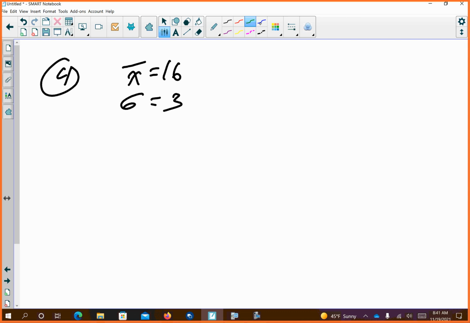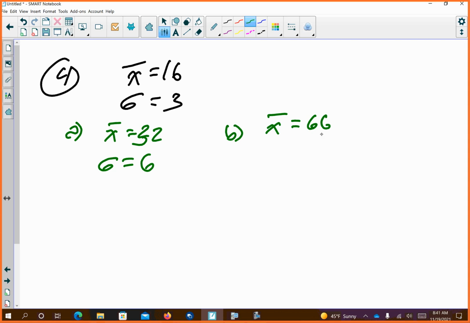All right. So for letter A, if they double every score, then your mean is going to become 32 and your standard deviation is going to become 6, because doubling is multiplying by 2. B, if we add 50 to each score, that will change my mean to 66 and keep the standard deviation the same as the original.